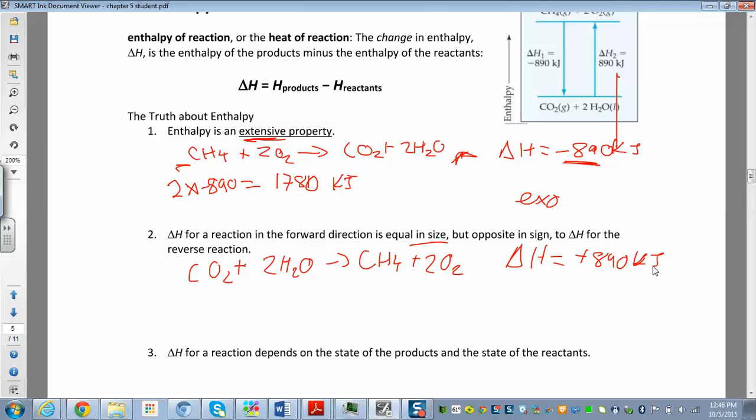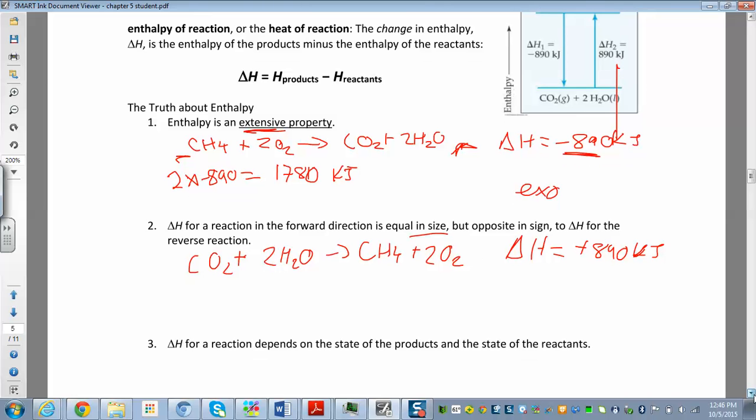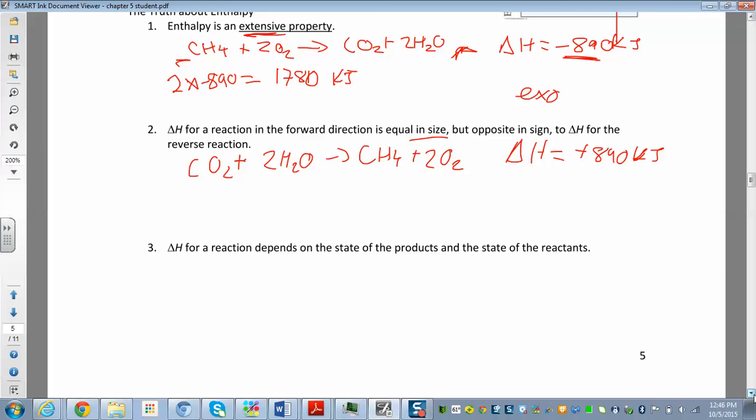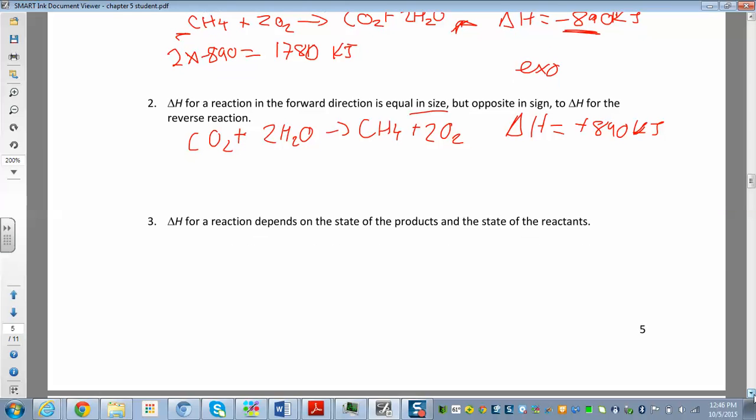And the last piece that it's saying is just the delta H for the reaction depends on the state of the products and reactants. So when you're looking these up in a table, when you're trying to figure out what the delta H is for a reaction, you want to make sure that you're looking up, if this is a gas, carbon dioxide gas instead of liquid. So the phase of matter will determine the delta H of the reaction. That'll change depending on what the phase of matter is.